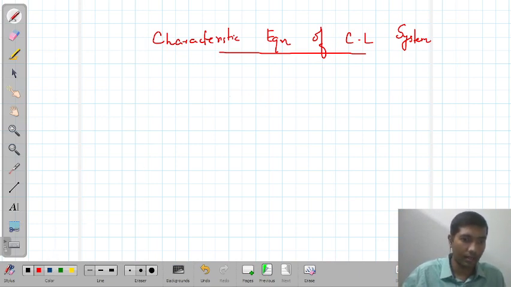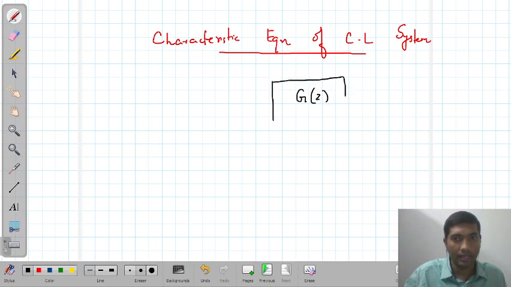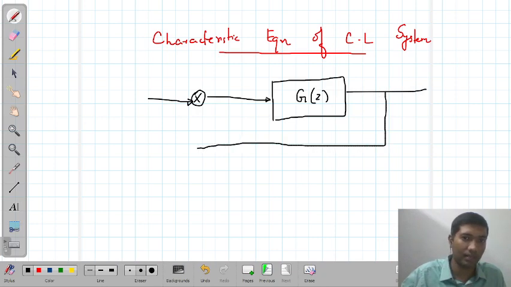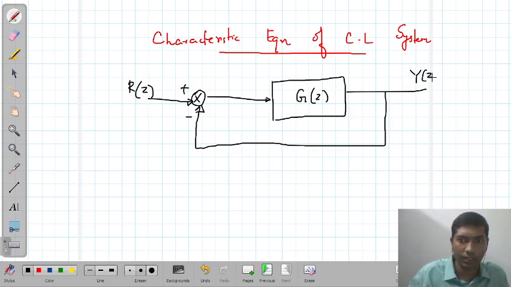Suppose G of z is the transfer function of the open loop system, and you are asked to find the characteristic equation, or to check the stability of a unity feedback control system. Let's consider the controller as unity, and the feedback sensor is also unity. So let's consider a simple system like this, with plus and minus at the summing junction, the reference input denoted by R of z, and the output denoted by Y of z. The transfer function of the overall system, Y of z divided by R of z, is in this case 1 divided by 1 plus G of z.